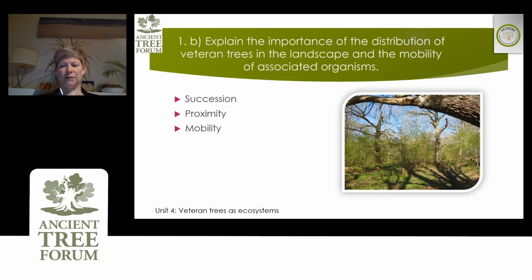And the next element in this unit, or the first section in this fourth unit, is that you need to be able to also explain the importance of the distribution of veteran trees in the landscape and the mobility of associated organisms. And that's because, as I've just said, there is succession in each individual tree, which means that species do need to be able to move. However, a suitable tree needs to be close enough for that individual species to be able to move to it, and it shouldn't have a barrier in the way. So that's the kind of thing we expect you to be able to understand.